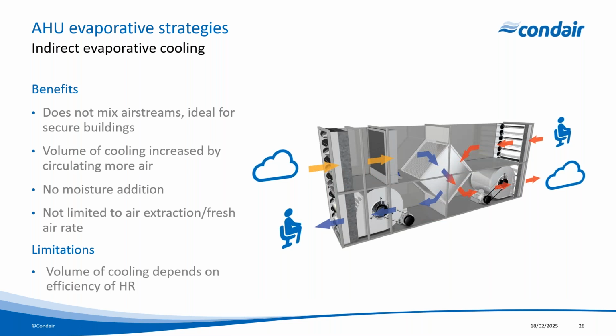So in applications where you don't want the air streams to mix, such as a secured building, this would be an ideal strategy. And the amount of cooling can be increased simply by circulating more air. And of course, we're not adding moisture to the airstream, and we're only sensibly cooling that through the heat exchanger. Another benefit with the strategy is that you're not limited to the extraction of the fresh air rates like we would be with a direct evaporative cooling system. And generally, this type of system will have a higher cost compared to a direct evaporative cooling system, and the efficiency will depend on the efficiency of the heat exchanger or the heat recovery unit as well.